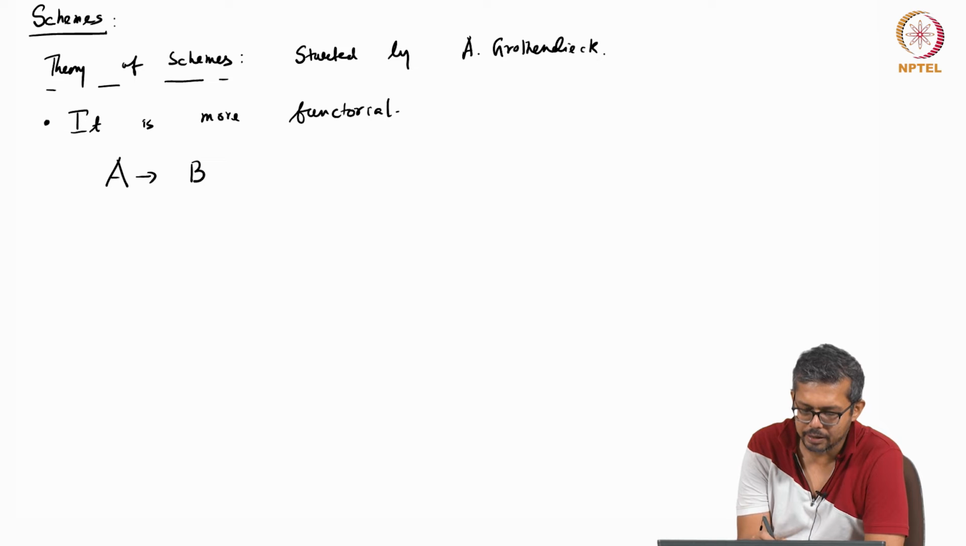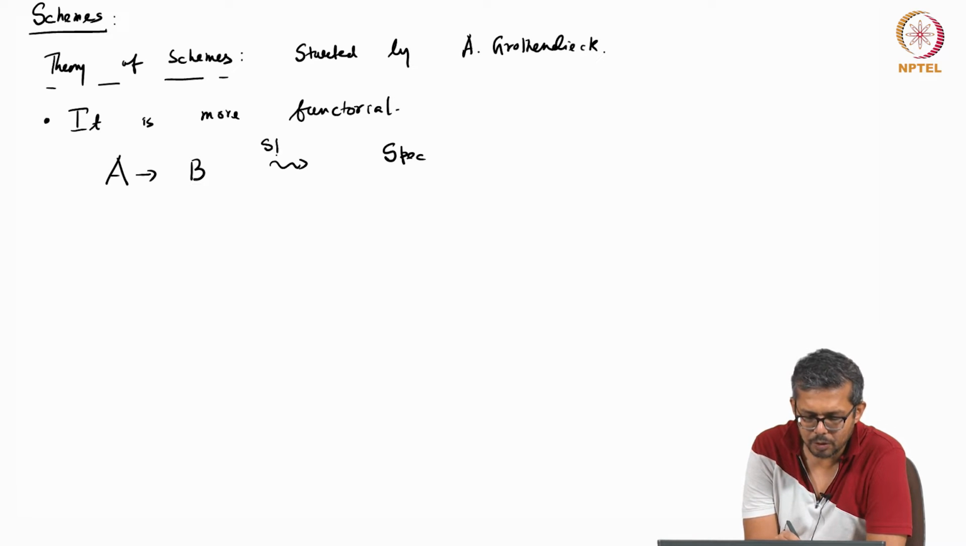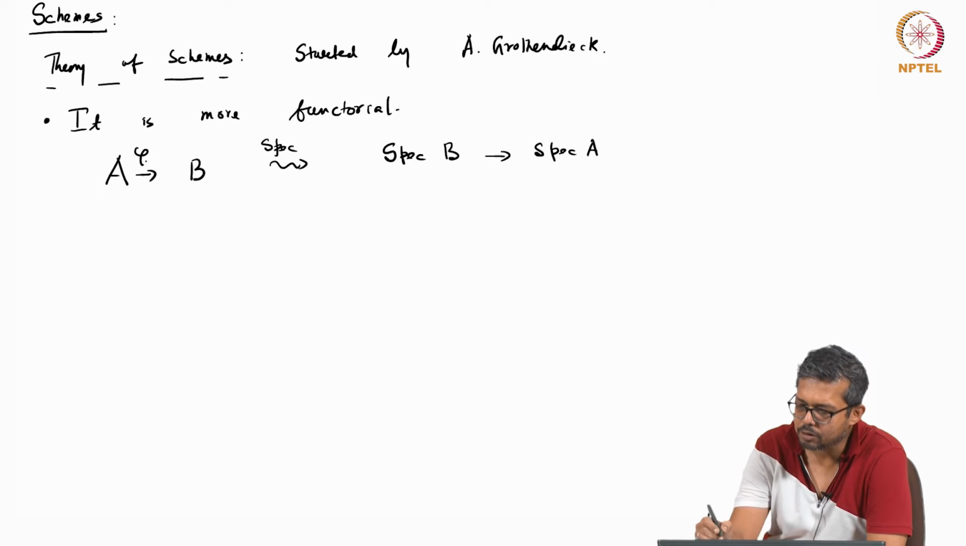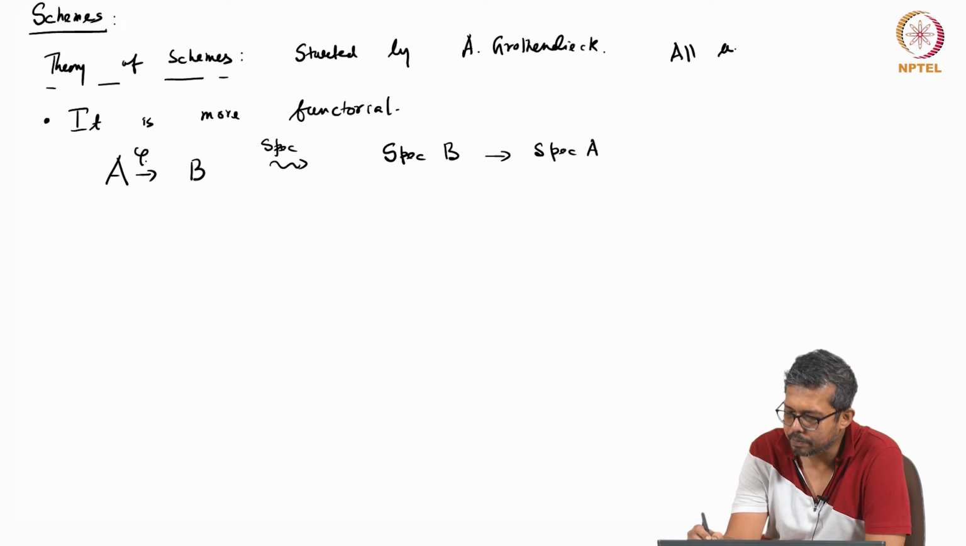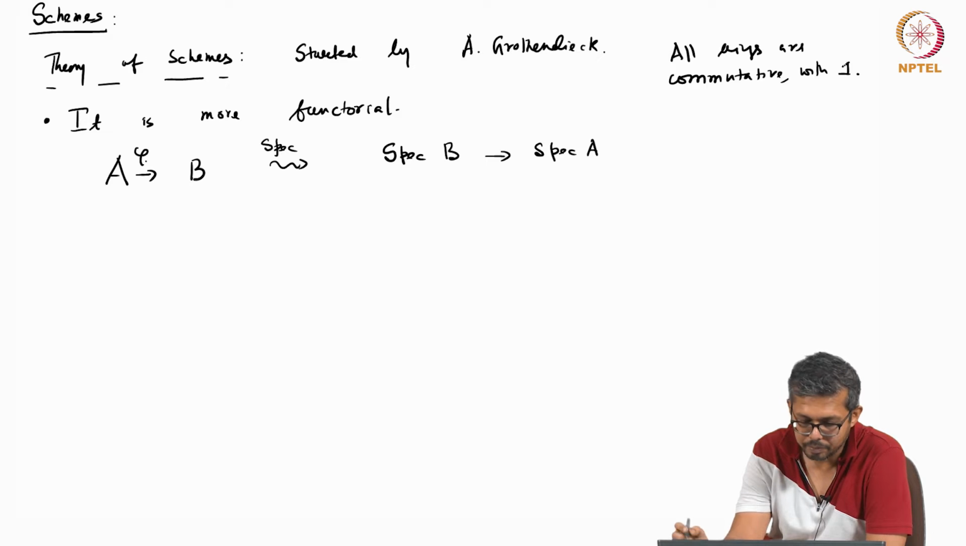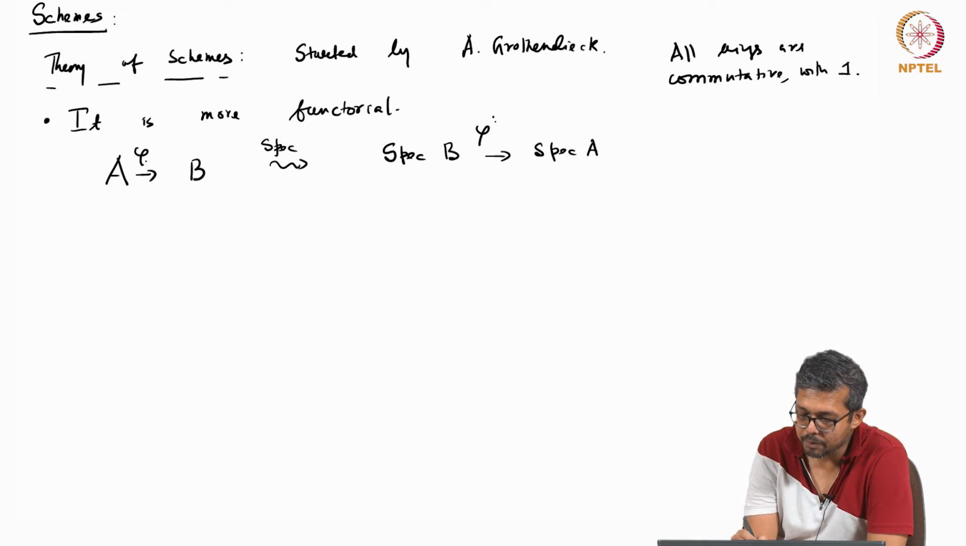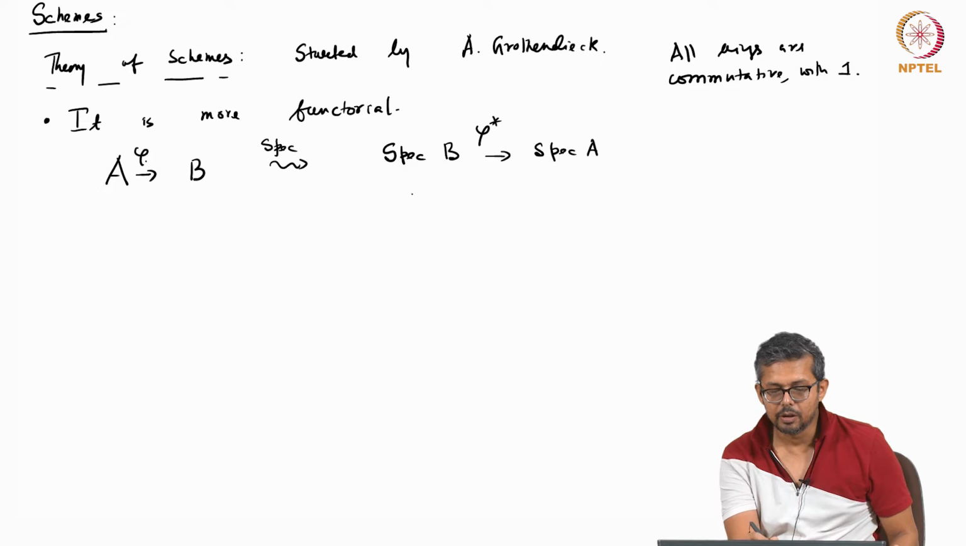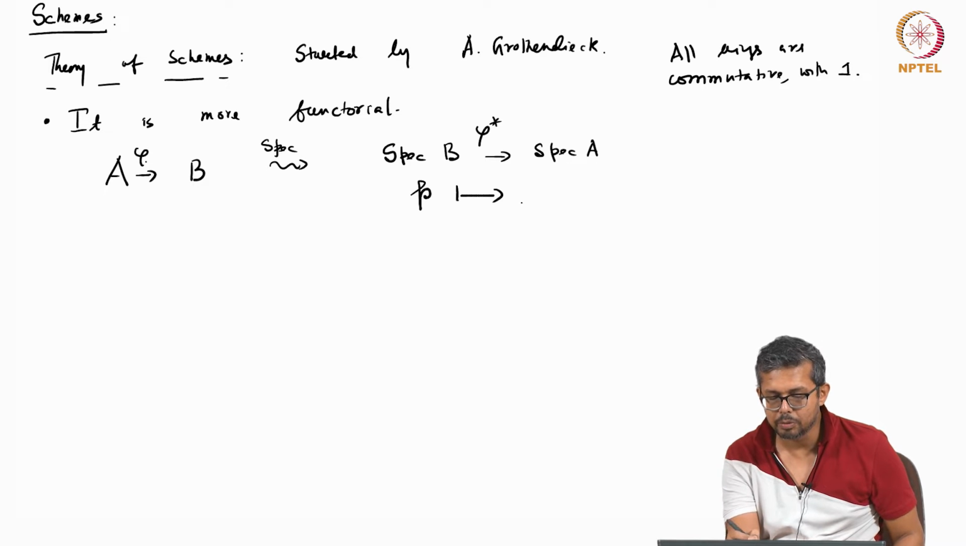So that you can do this naturally with the Spec functor, which is a contravariant functor, Spec B to Spec A. If you start with a ring homomorphism, and all rings are commutative with identity, then you have this map phi star from Spec B to Spec A, where P goes to P contraction.